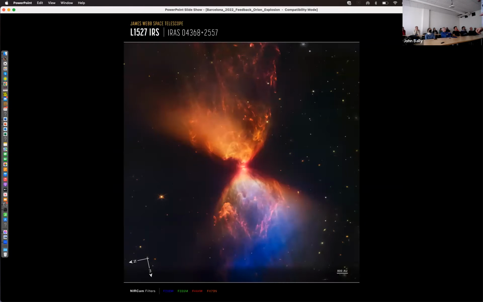I just have to show this. This came out a few days ago from James Webb. It's very pretty. You can see this is like a hydrogen. I have nothing else to say about it. This is not my data, but it's just so stunning. I had to show it.